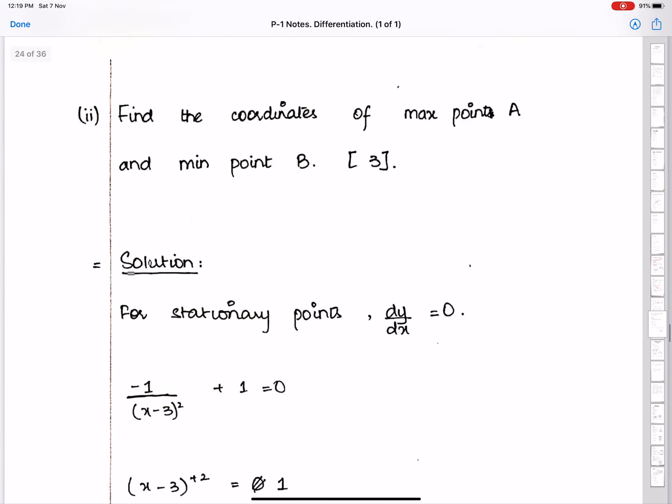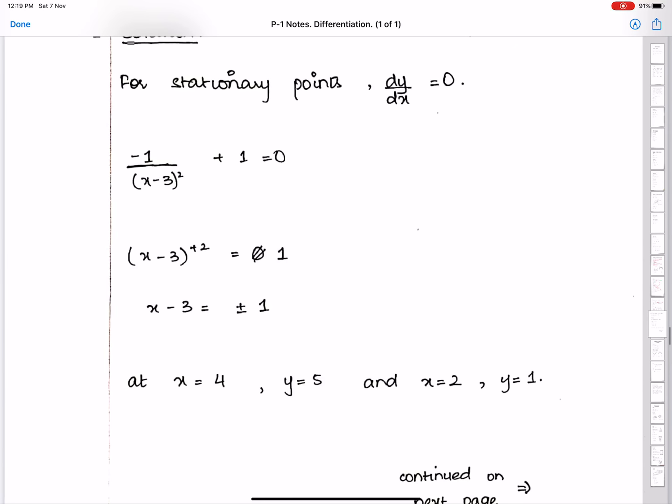Now find the coordinates of the maximum point and minimum point. For stationary points, you all know we equate the gradient to 0. Therefore, this is the first derivative, and we equated this to 0, and because of this power 2, we got plus minus here because we took the square root on both sides. Therefore, we have x equals 4 and x equals 2, and their corresponding values of y are 5 and 1.